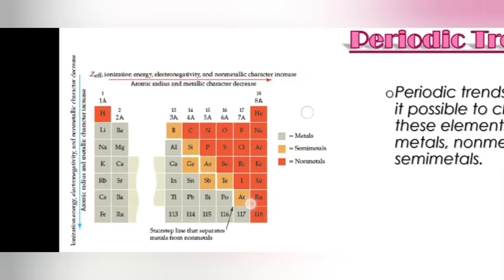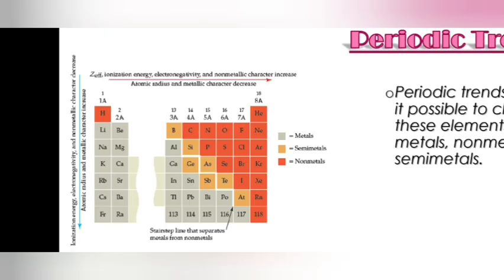In this diagram, you can see that the ionization energy level, electronegativity level, and the non-metallic character decrease from top to bottom. What are these? That I will discuss in the next slide. And you can also see that atomic radius and metallic character increase from top to bottom.